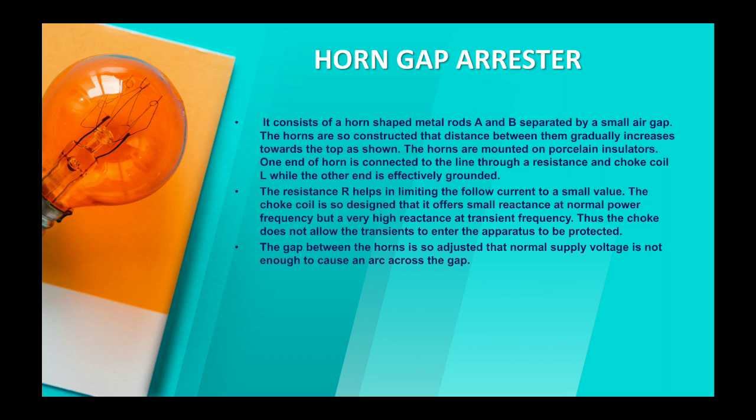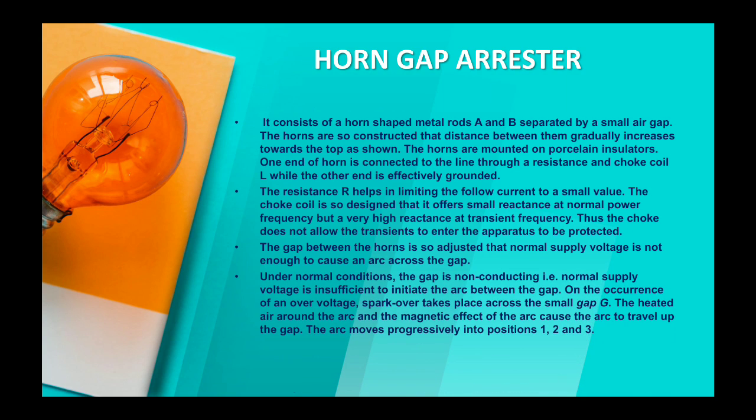The gap between the horns is so adjusted that normal supply voltage is not enough to cause an arc across the gap. So during the normal or healthy condition, the normal supply voltage does not cause any arc between the horn gap. Under normal condition, the gap is non-conducting, so no current is flowing through it. That is, normal supply voltage is insufficient to initiate the arc between the gap.